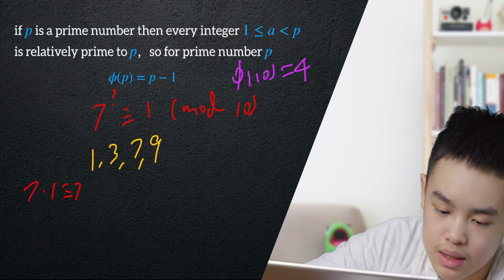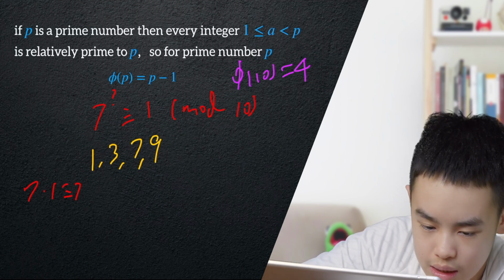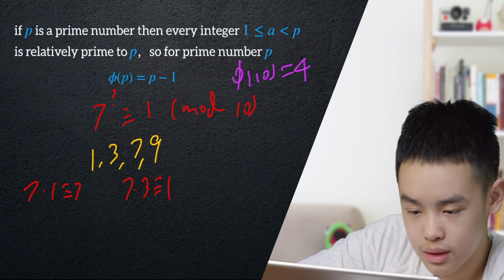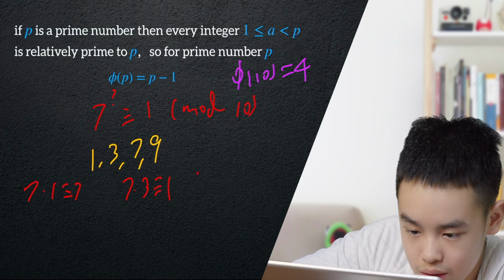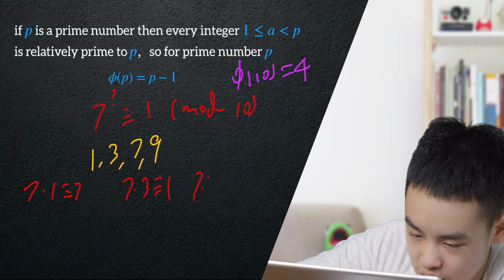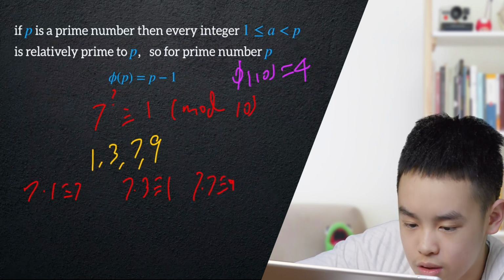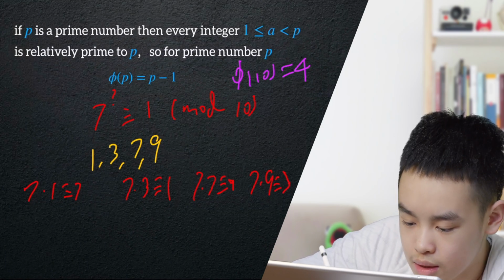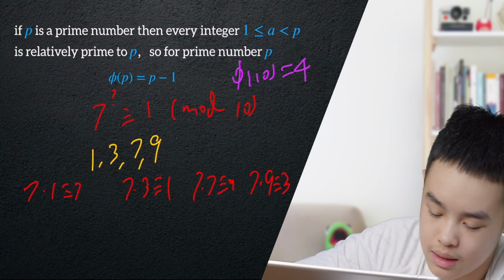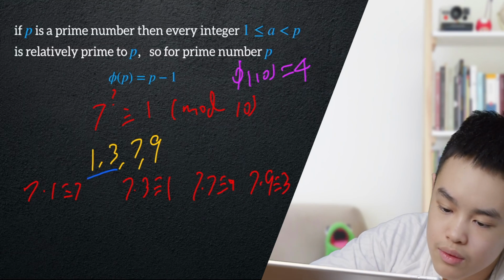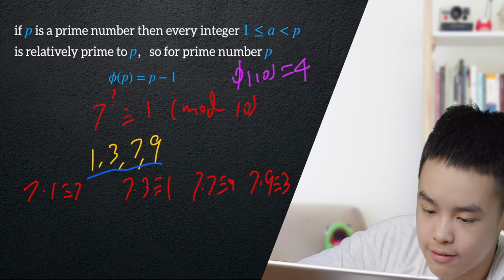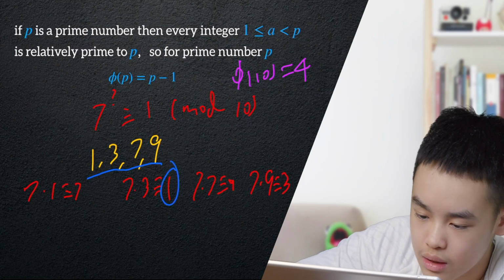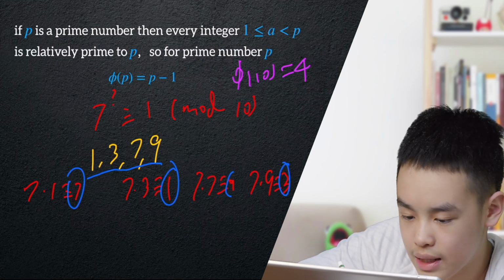So we'll just write 7 times 1 is congruent to 7 modulo 10. 7 times 3 is 21, which is congruent to 1 modulo 10. 7 times 7 is congruent to 9 modulo 10, and 7 times 9 is congruent to 3 modulo 10. Now notice that we get 7, 1, 9, 3 in this list, and if we rearrange these four numbers, we also have 1, 3, 7, and 9.